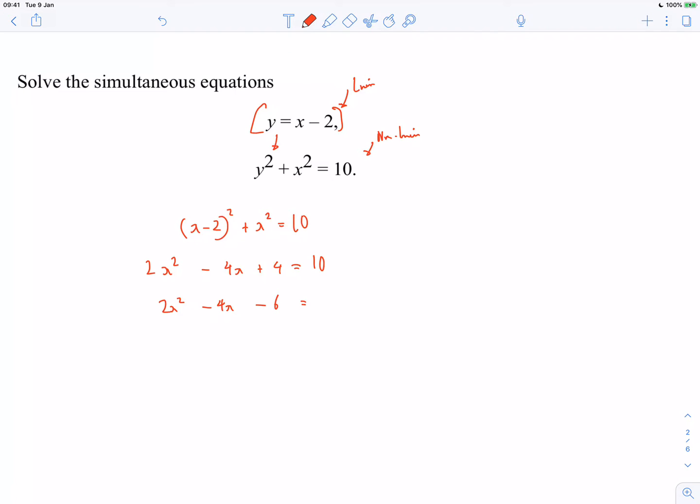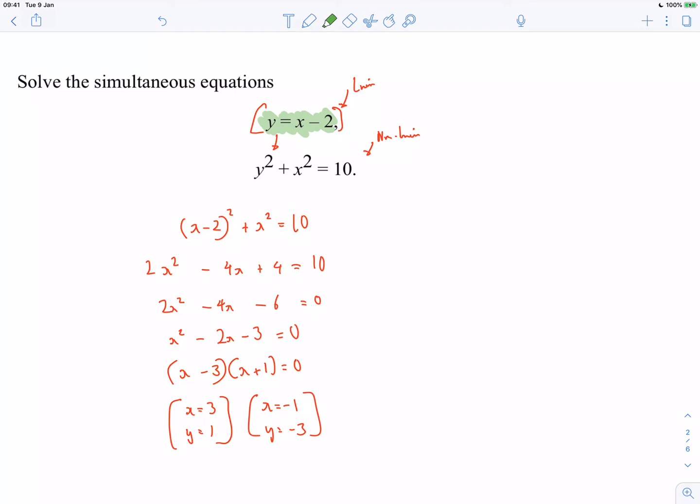Subtract 10 from both sides is minus 6. Luckily, all these coefficients are even. I could factorise as it is, but I'd rather not. So x squared minus 2x minus 3 equals 0, which looks like x minus 3 times x plus 1 equals 0, which is going to give either x equals 3 or x equals minus 1. And because we've got the original thing up here, y equals x minus 2, then 3 minus 2 means y equals 1. And when x is minus 1, minus another 2 means y equals negative 3.